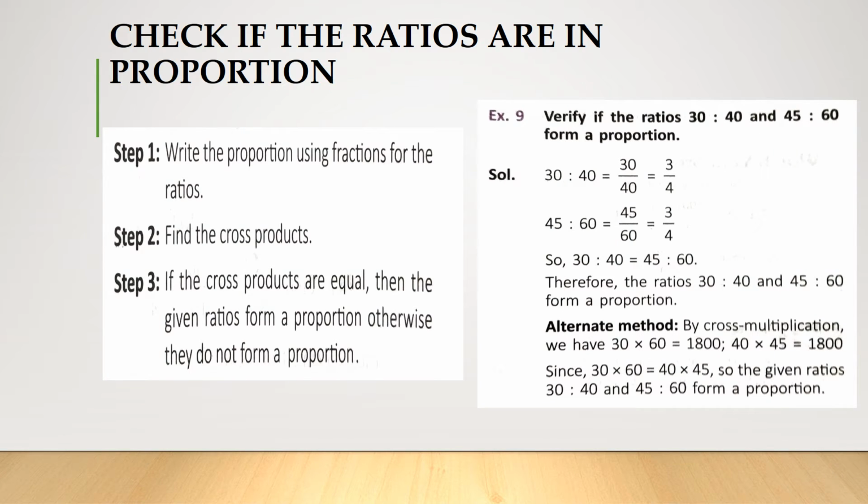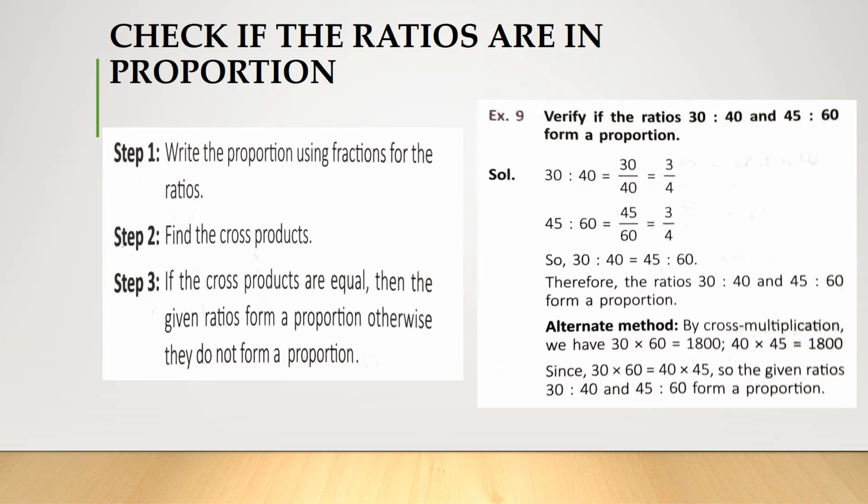Let us check if the ratios are in proportion. The easiest method is to write the proportion using fractions for the ratios, then find the cross products. If the cross products are equal, then the given ratios are in proportion. Otherwise, if the cross products are not equal, they are not in proportion. Let us see this example. Verify if the ratios 30 is to 40 and 45 is to 60 form a proportion. That means 30 by 40 should be equal to 45 by 60. Then only they are in proportion.